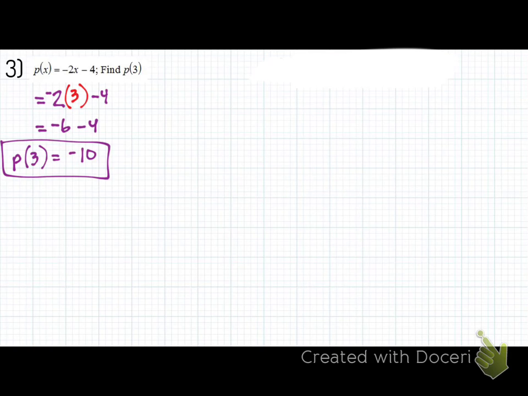On this example, P of 3 is equal to negative 10. You should multiply negative 2 times 3 to get negative 6. Subtract 4, you get negative 10. And then I want you to write your answer with P of 3, right? Because I'm saying that this function, if I put in 3 into it, the answer should be negative 10. Does that make sense? Okay. Cool. Very good.